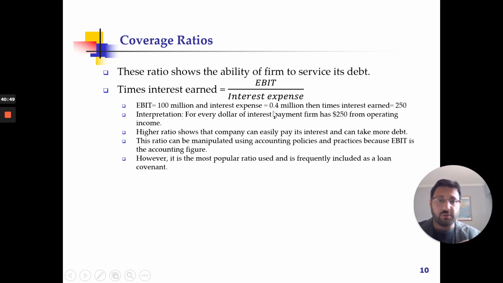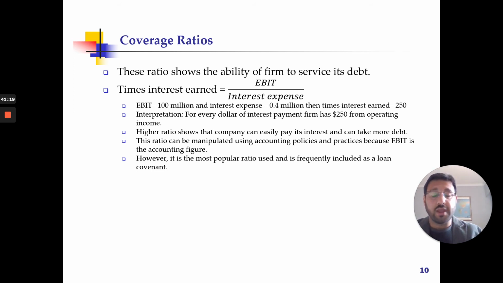This is a very popular and frequently reported ratio, and it's actually a part of the loan covenant. Many creditors, when they grant a loan, write in the agreement that your times interest earned ratio can never be less than, say, 6. That is, for every dollar of interest payment you need to pay, you need to have at least $6 or more available under the operating income.